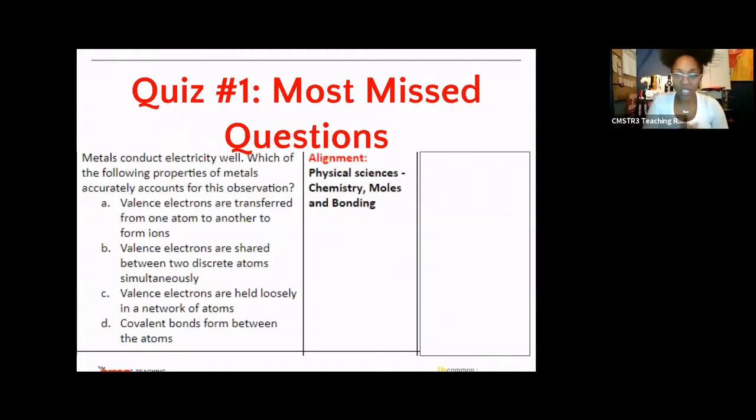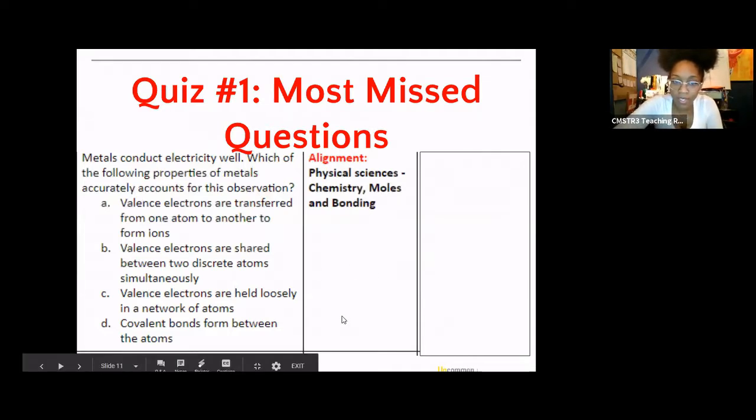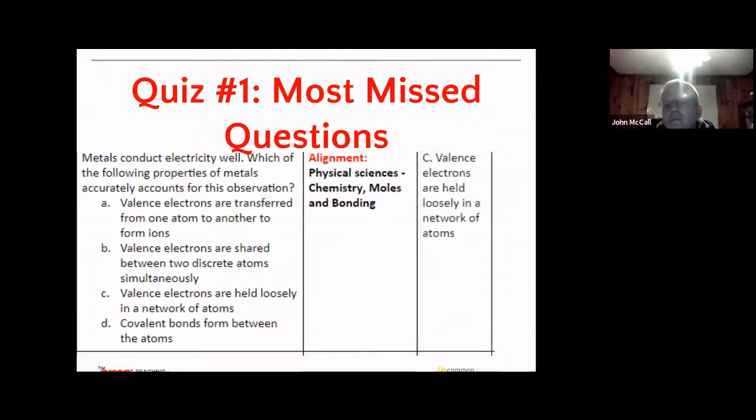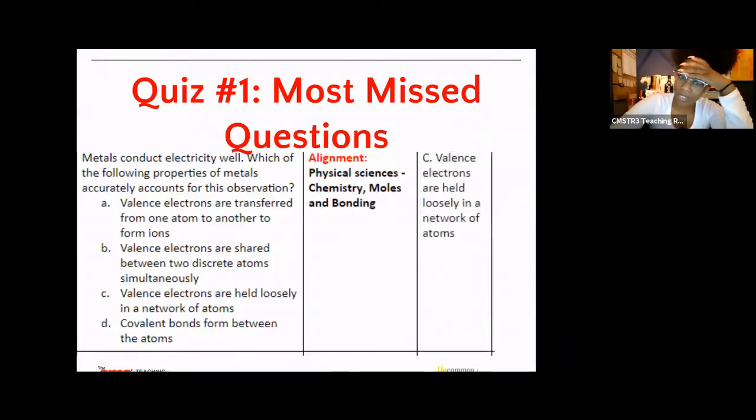The next one. Metals conduct electricity well. Which of the following properties of metals accurately accounts for this observation? What are we thinking? C. Yes, we went through this question already, didn't we? Yeah, a similar one. I feel like we did talk about this question already.